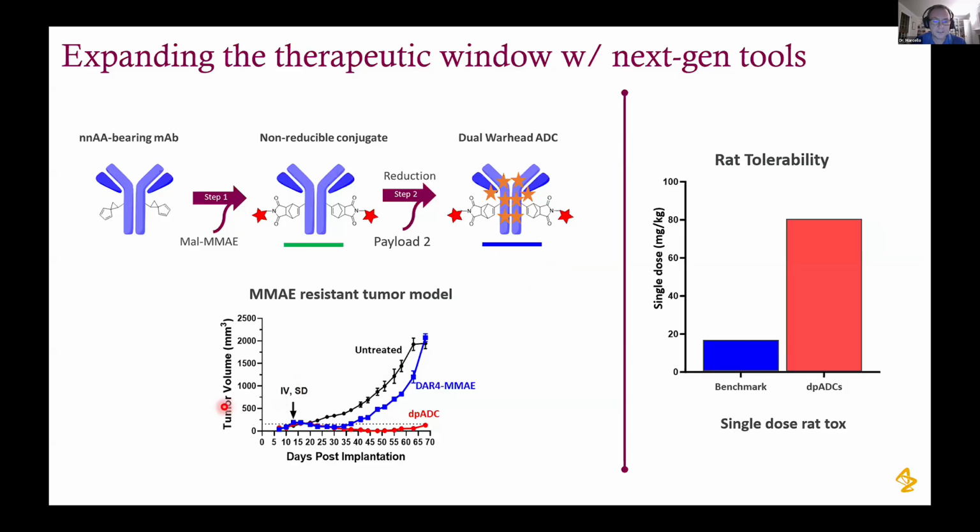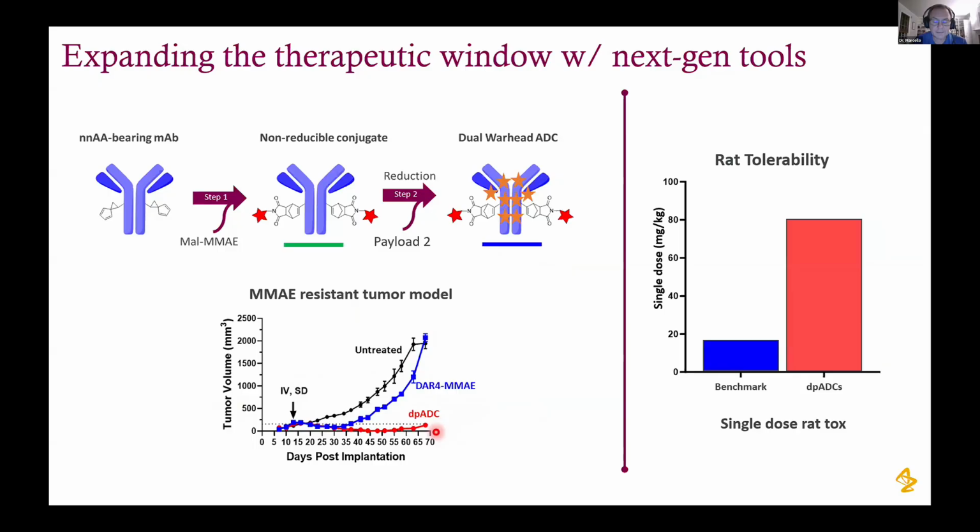And you can see here, this is again a tumor mouse model that has a tumor that is resistant to MMAE treatment. So our DAR4 ADC is not very efficacious. However, the treatment with a dual payload ADC does lead to some tumor regressions.